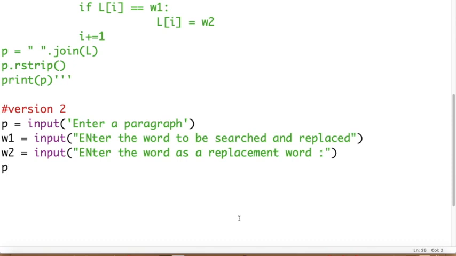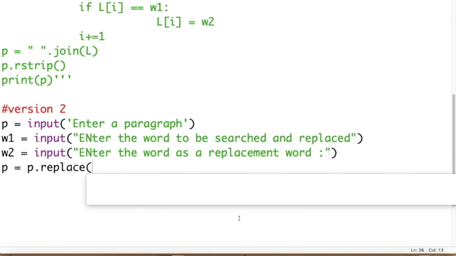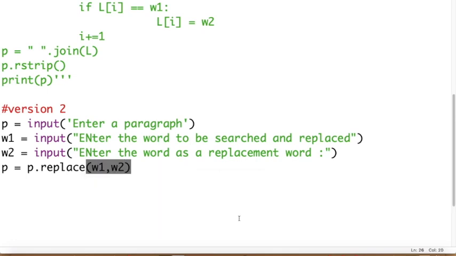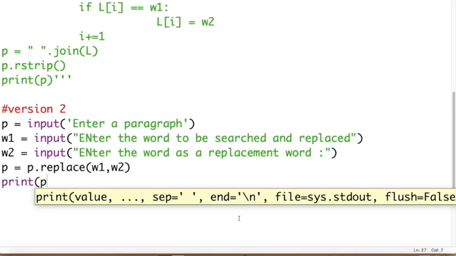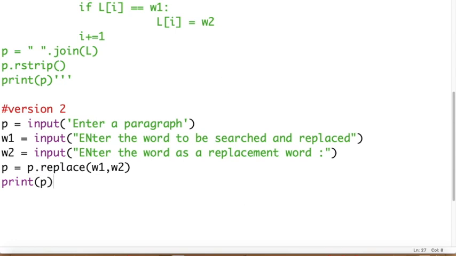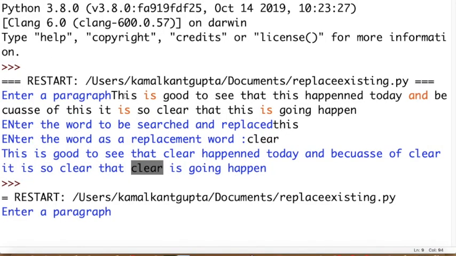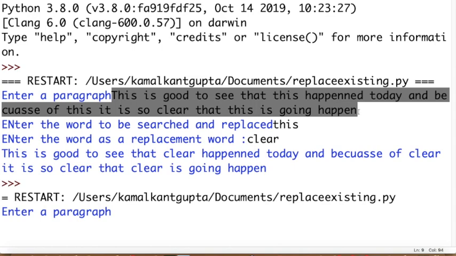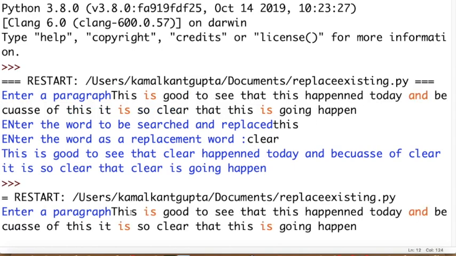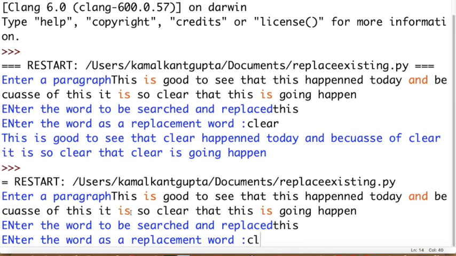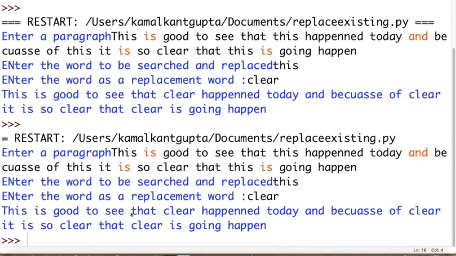I will write P is equal to P dot replace, a simple one line function is there, replace, and here I will pass W1 and W2, that's it. And then I will simply print P. Now let us execute this code and see whether the same output is being produced or not. So let us copy our existing string. This was our existing string. Let us copy it again and enter here as a fresh paragraph. And now I want to replace this small this with clear, right? Let us see what happens. Yes, of course it happens, right? It is having the same effect as the first version.